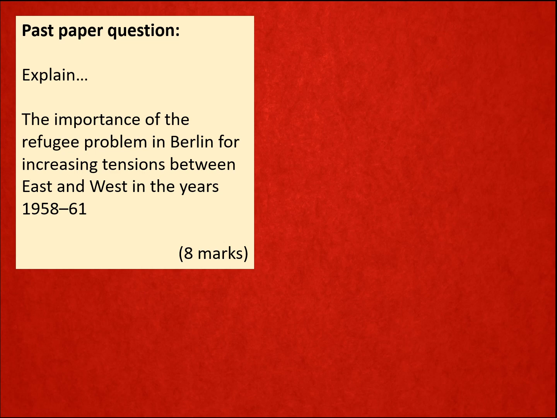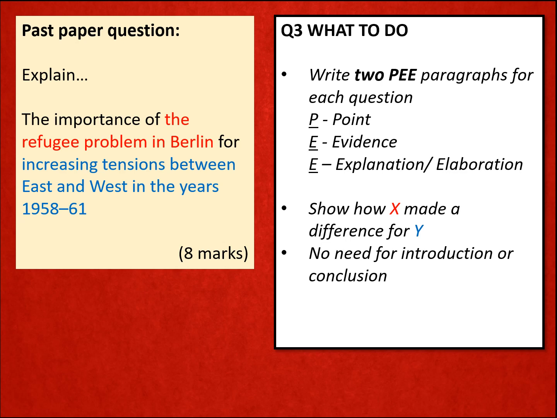So let's see how you might use this material. Here's a past paper question. It was one of the 8-mark explain questions. And we've got: explain the importance of the refugee problem in Berlin for increasing tensions between the East and West in the years 1958 to 1961. Now if you want to have a go at this question, if you remember, what you need to do is to write 2 paragraphs, and you'll need to come up with paragraphs that show how X made a difference on Y. There's much more guidance on this type of question in our other videos on the CHSG History channel.